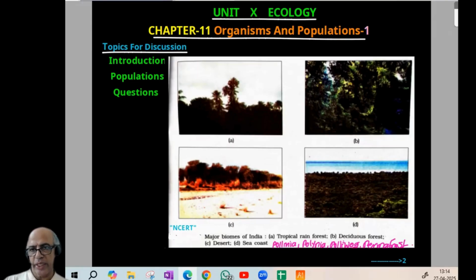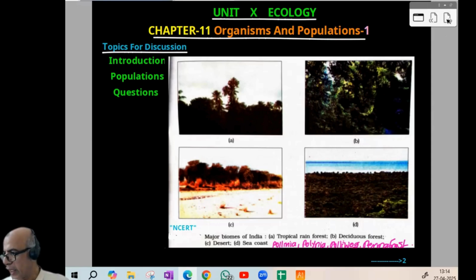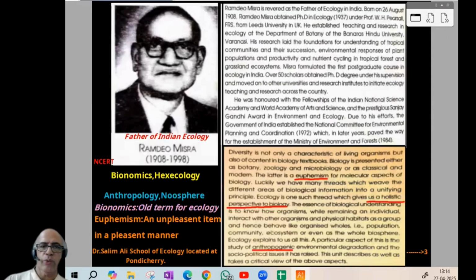Second one, Polvinia, that is liquid water present in huge ice masses of Arctic and Antarctic. Polyvogue is that polar way. Permafrost is permanently frozen soil of Arctic and Antarctic. Then comes famous scientist, father of Indian ecology, Ramdeo Misra, his contribution, his awards, all this.